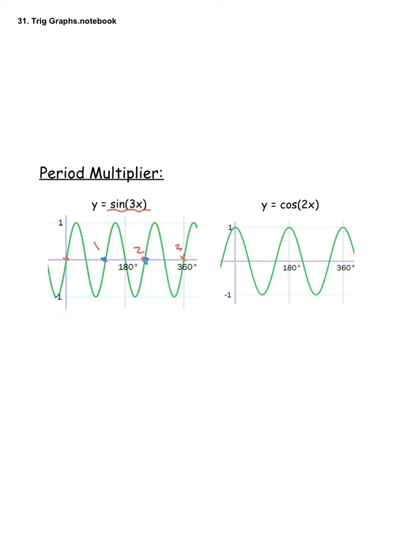For the second one, we've got a 2 in front of the cos x angle, so we've got 1 cos x from there to there, and then we've got another cos x from there to there. Okay, so again we've got 2 repeats. Here's one slope, here's the second slope.